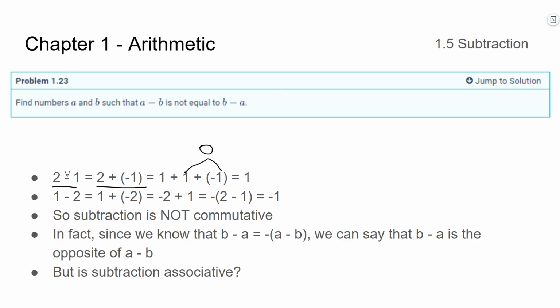Again, this is some extra steps. We know that 2 minus 1 is 1. We could have just gotten there straight away. But I want to just have a reminder of how to convert the subtraction to addition. So same thing here. So 1 minus 2, that becomes 1 plus negative 2.